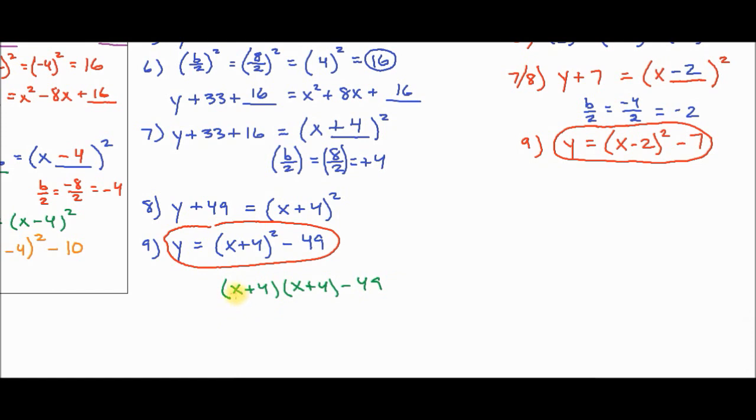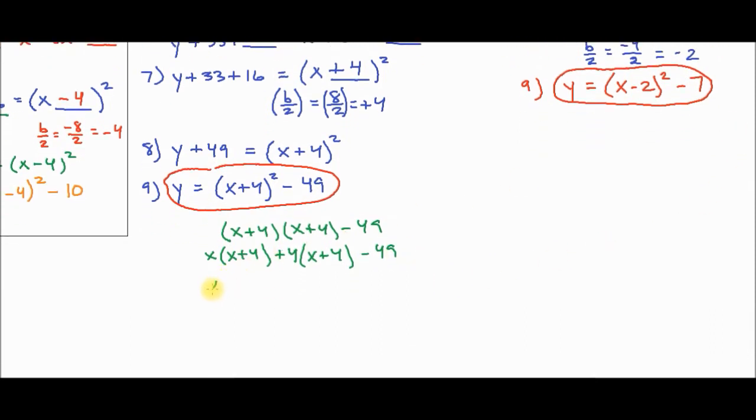Let's go ahead and distribute. This is x times x plus 4 times x plus 4. Don't forget the minus 49. Let's continue to distribute. This is x squared plus 4x plus 4x plus 16 minus 49. We can combine these two terms together and these two terms together, and we end up with x squared plus 8x and positive 16 minus 49 is negative 33.